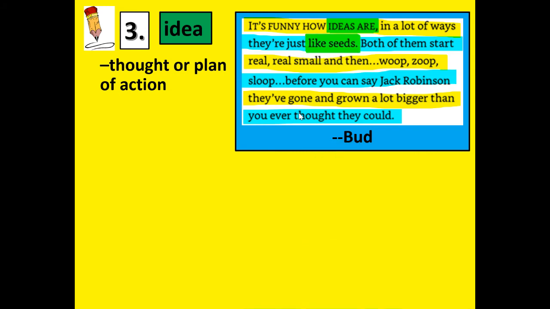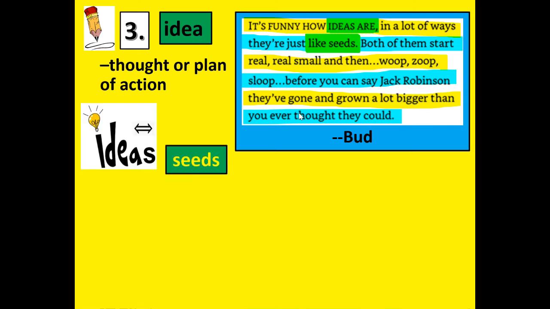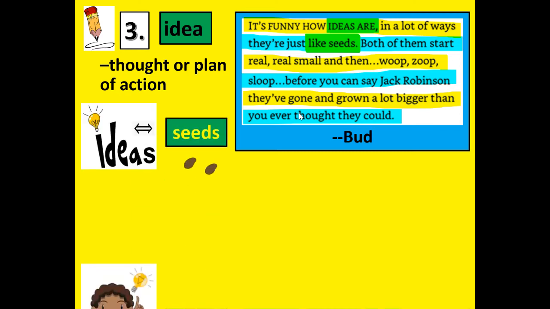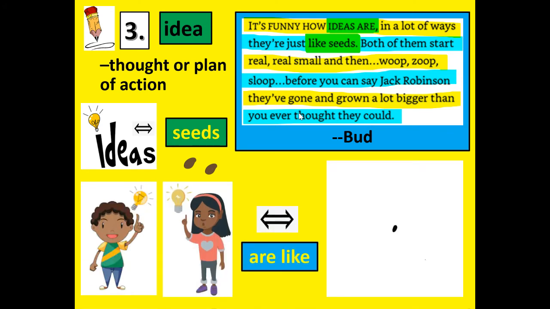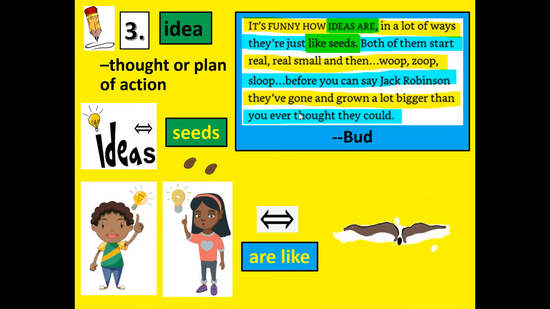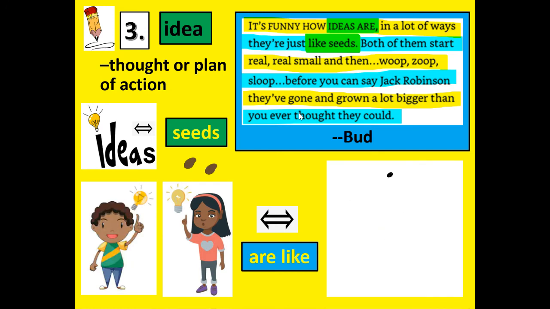So, ideas are like seeds. That's our simile. It uses the word like. Ideas are like seeds. So, our simile is comparing ideas to seeds, and there's the word like in there. It's a thought or plan of action.